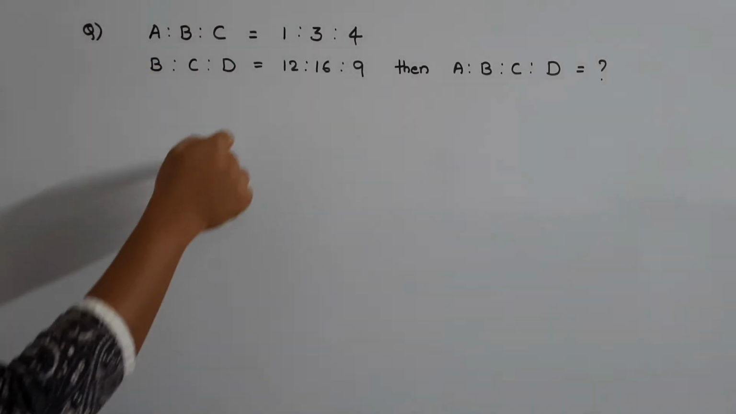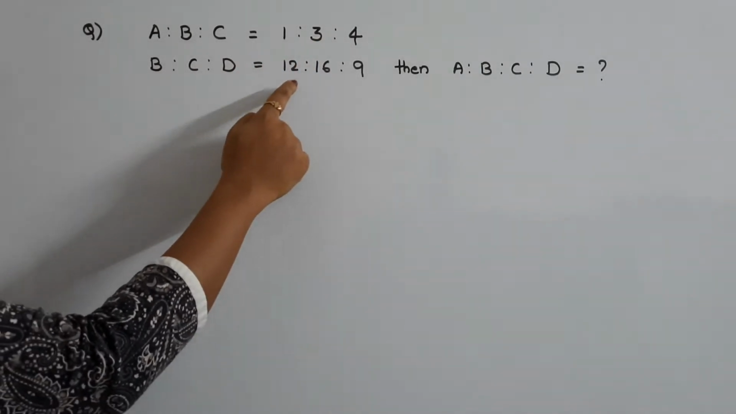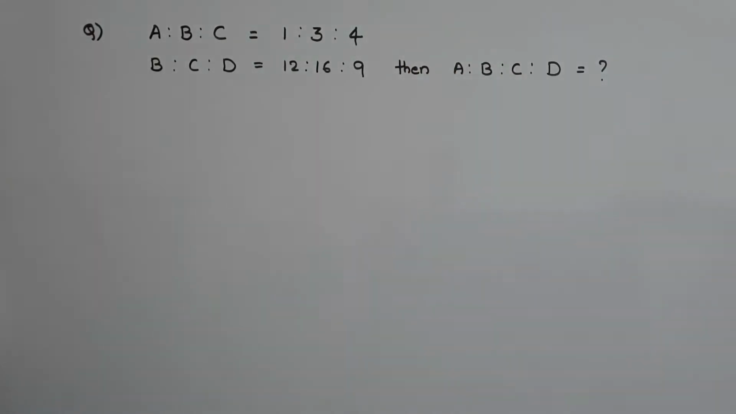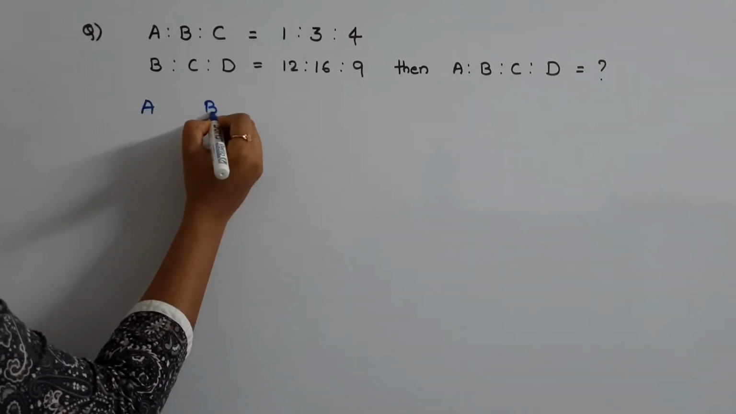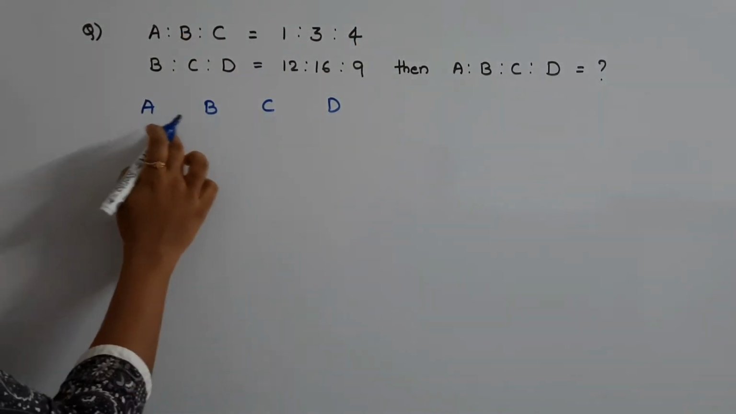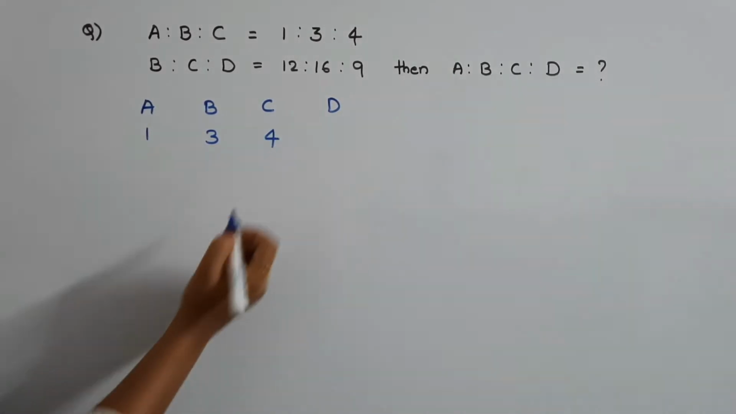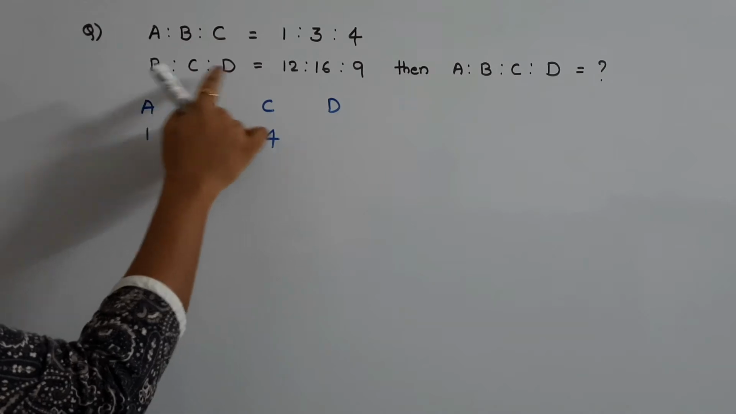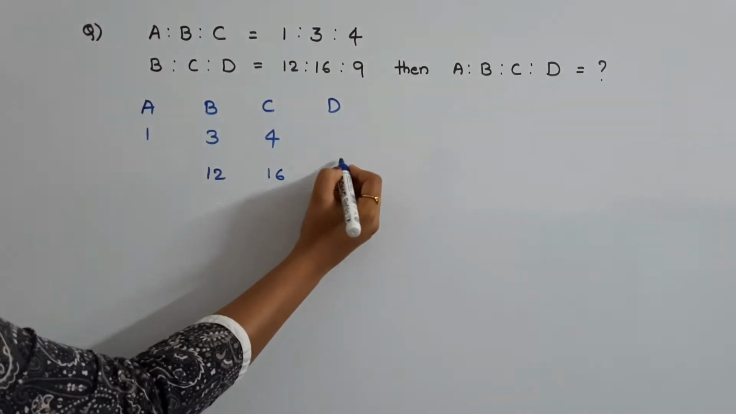Now if the question is like this: A is to B is to C is given as 1 is to 3 is to 4, and B is to C is to D is given as 12 is to 16 is to 9. Then what will be the value of A is to B is to C is to D? So how can we find it? First write A, B, C, D. Now A is to B is to C is 1 is to 3 is to 4; write that below A, B, C. That is 1, 3, 4. Now B is to C is to D is given as 12 is to 16 is to 9. So below this B write 12, below this C write 16 and below this D write 9.